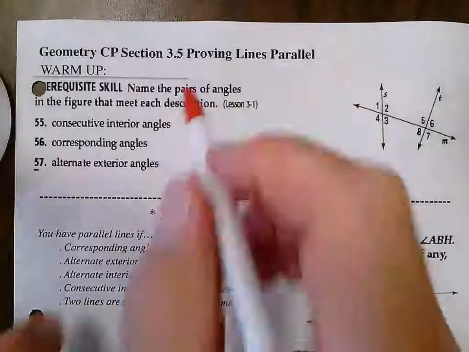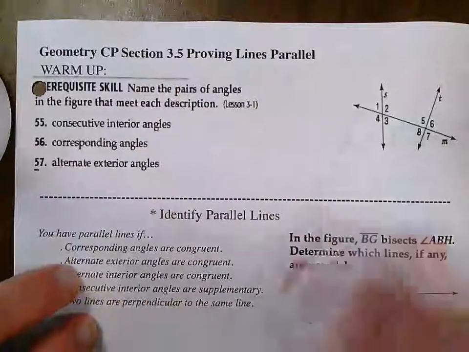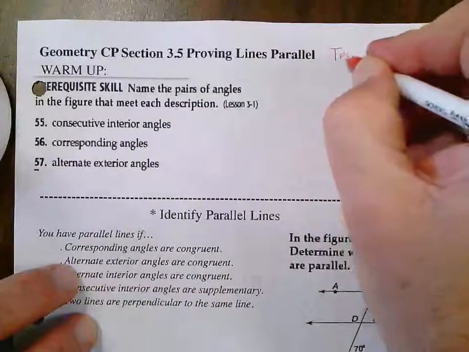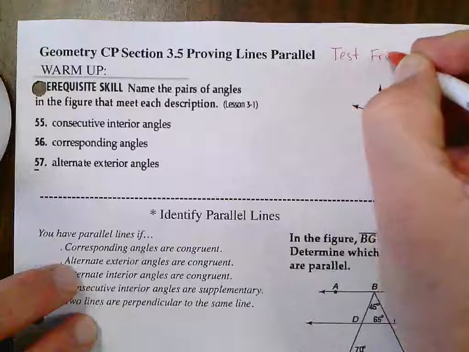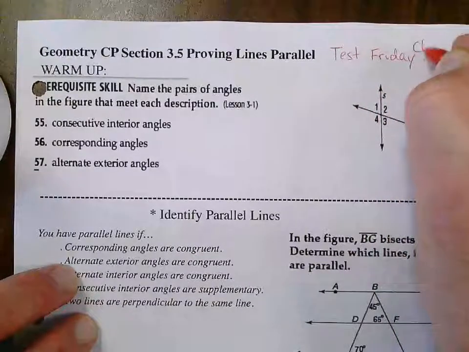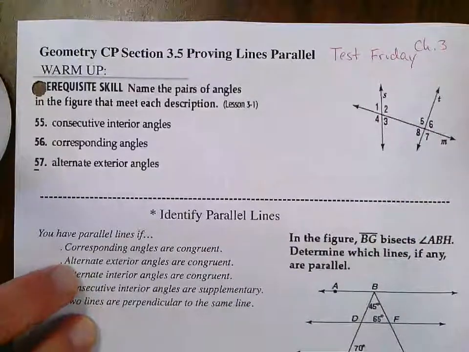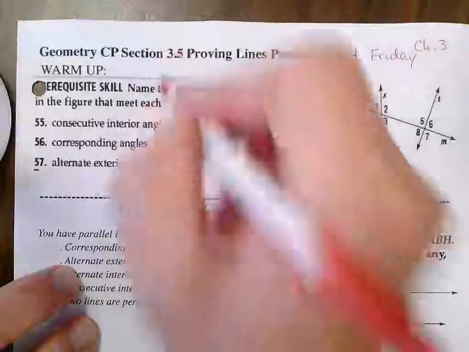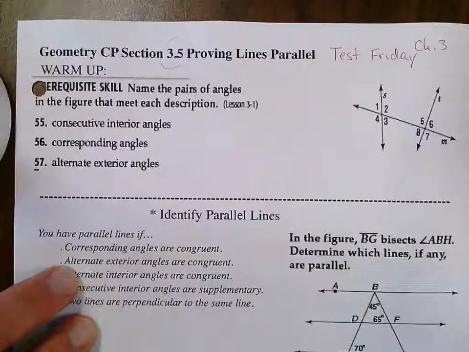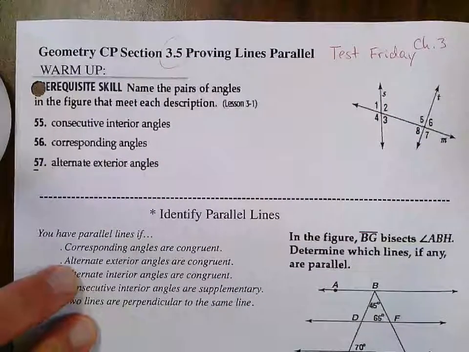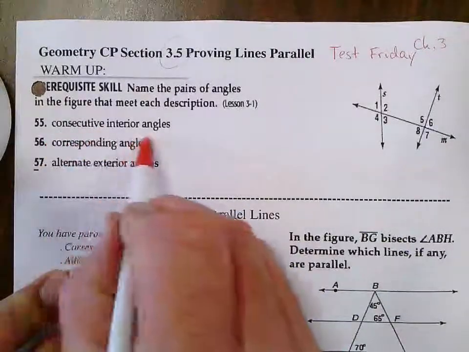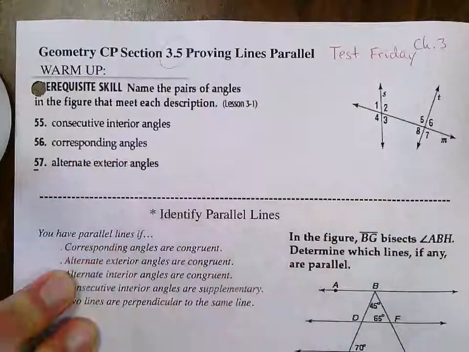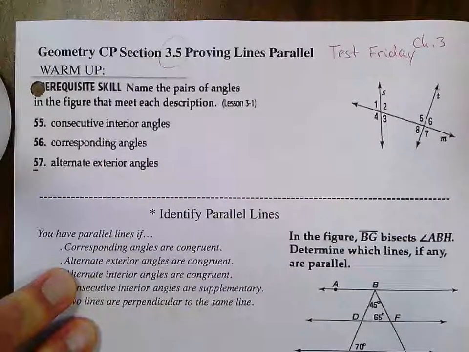We're going to take a look at the last section in Chapter 3, which means we have a test this Friday. But you're going to take a quiz first on this section, Section 3-5. We're proving lines parallel, so it's pretty easy stuff. You need to definitely be familiar with your consecutive interior, all these guys right here. So here is your little warm-up. If you want to try it out first, hit pause right now.